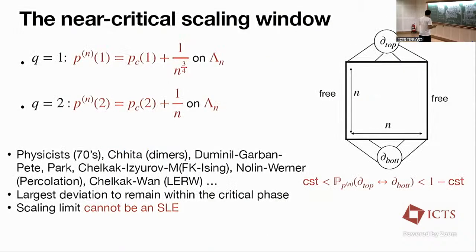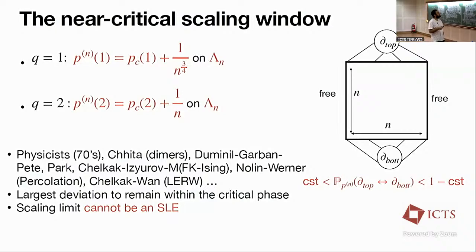Now that I have talked about more or less classic stuff, I will try to convey an important message, something very dear to me, which is near critical models. I'm still going to be in my box of size n by n, but I'm going to take my critical parameter and perturb it by something that goes to 0 with the size of the box, in such a way that I have a meaningful and non-trivial scaling limit.